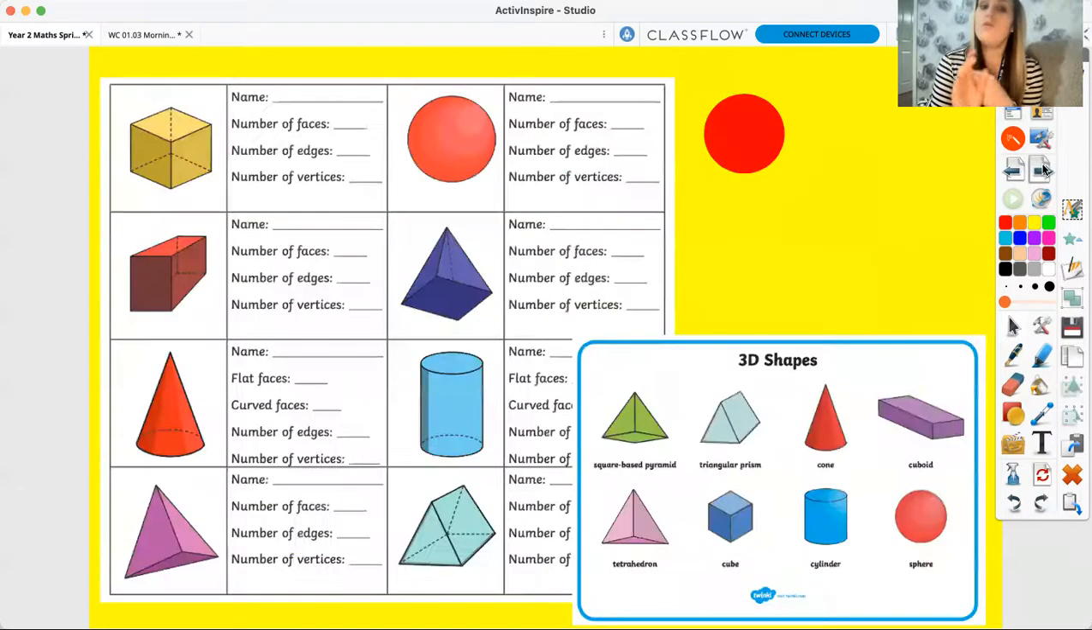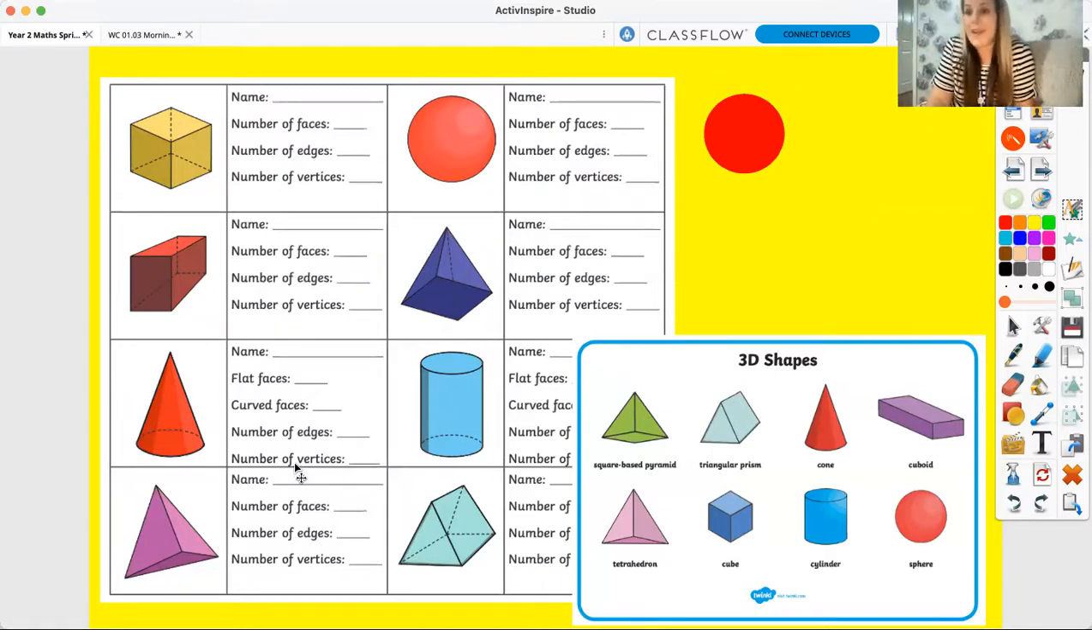So your red job today is to label the shapes. We've got a 3D shape word map to give you a hand. You put the name next to it, maybe see how many you can remember before you look at the word map, and then count the number of faces, vertices, and edges that you can count.